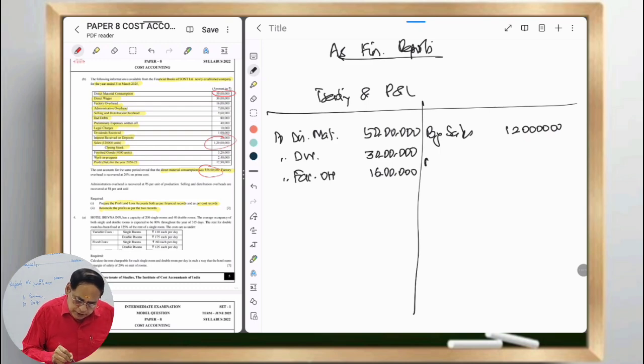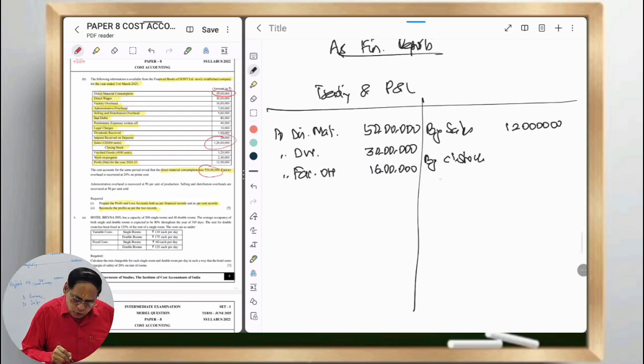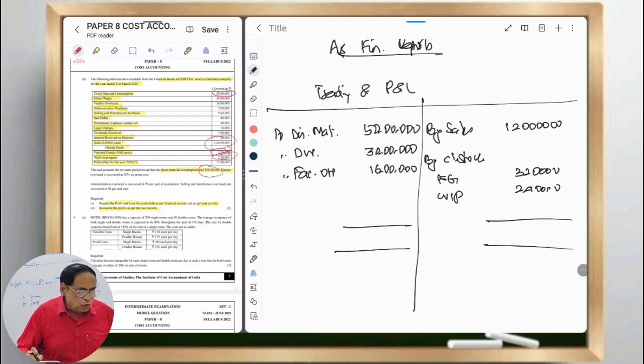And then by closing stock, there are 2 closing stocks: finished goods and work in progress. Finished goods how much? That is 3,20,000 and then 2,40,000. So if we balance, 1 crore 20 lakhs plus 3,20,000 plus 2,40,000, that is 1 crore 25 lakh 60,000.